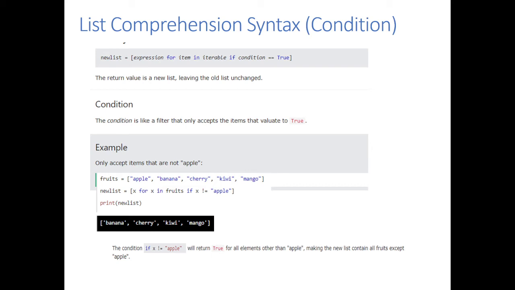For example, only accept items that are not apple. New list equals x for x in fruits if x is not equal to apple. So it will accept everything except apple: banana, cherry, kiwi, and mango. The condition if x is not equal to apple will return true for all elements other than apple, making the new list contain all fruits except apple.